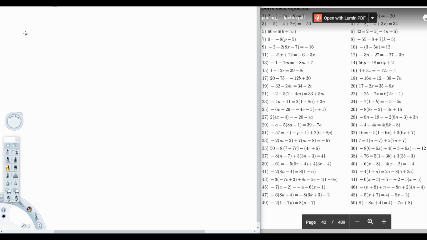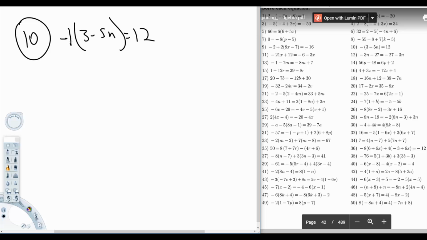Number 10 now. Minus (3 minus 5n) equals 12. This is very tricky. The minus sign is meant to confuse you. When you see this type of thing, minus bracket, what they're really saying is minus 1 times the contents of that bracket. That's very, very tricky.